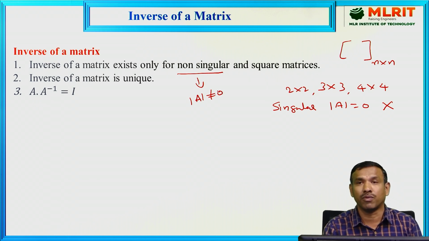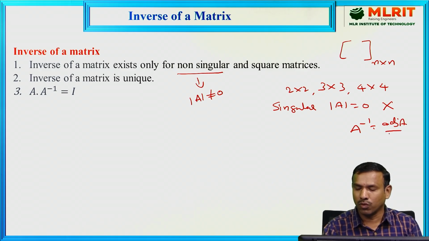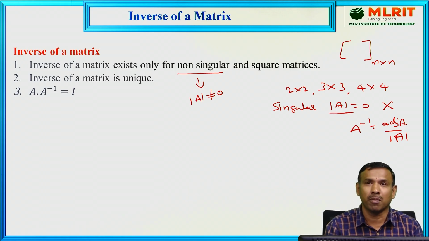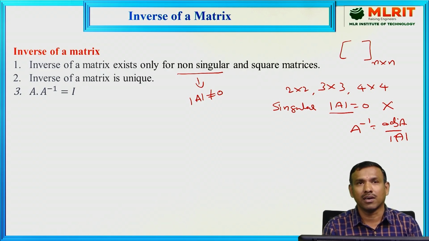Why? Because of the formula we just discussed: A inverse is equal to adjoint of A by det A. If the denominator is 0, the inverse does not exist. That's why we cannot find the inverse of singular matrices. We find the inverse only for non-singular, square matrices.